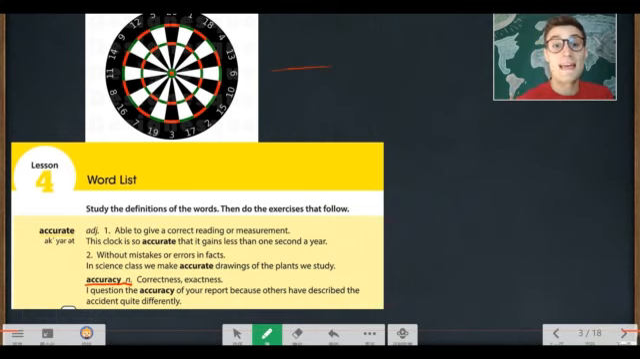Have you ever played darts? In this game, the more accurate you are, the better you do. Accurate.